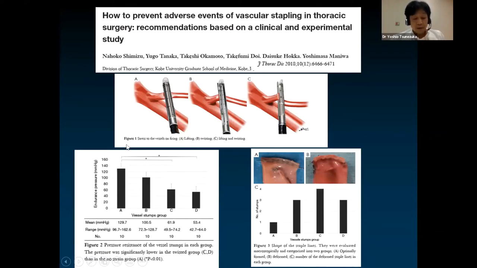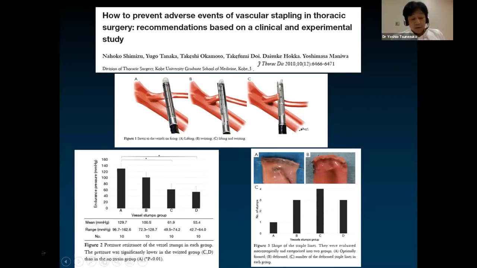Comparisons were made under the following four conditions of stress applied to the vessel on firing mechanical staplers. Group A is no strain, and group B is only lifting of a pulmonary artery. Group C is only twisting, and group D is both lifting and twisting.